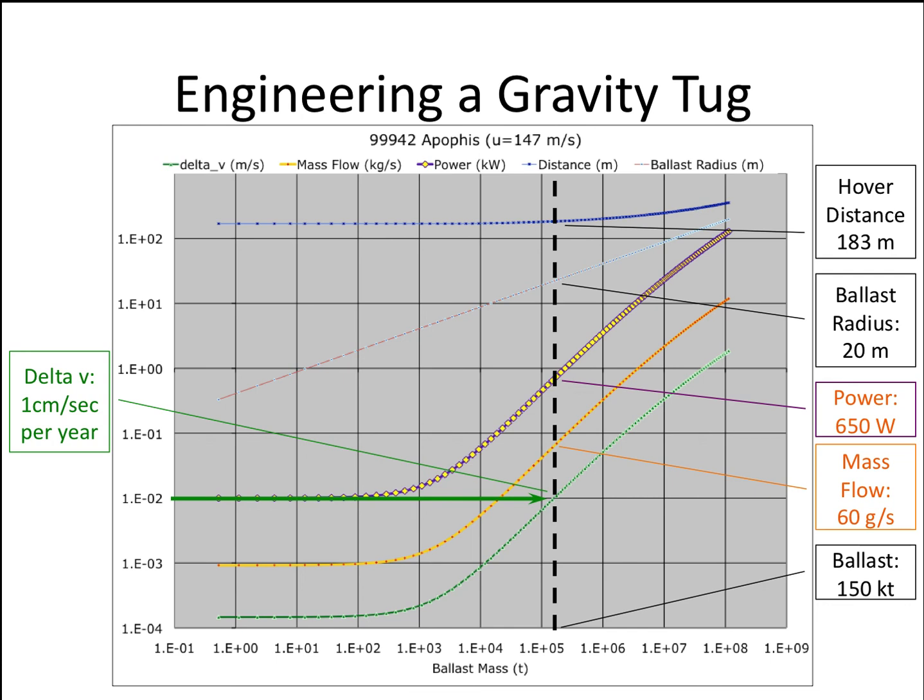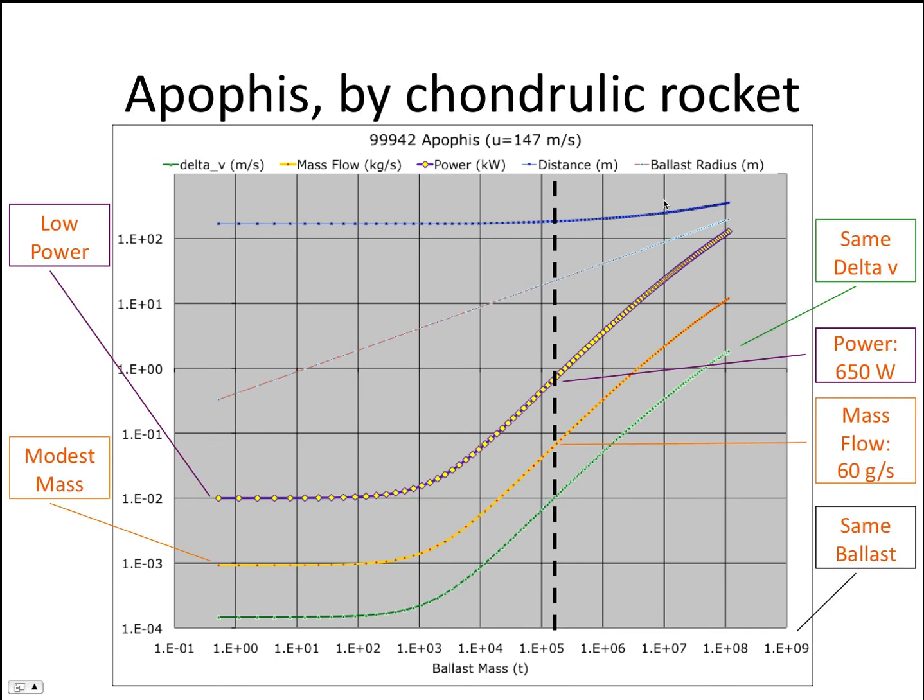But look at that power, 650 watts, an incredibly low amount of power. And the reason that the power is low is that our exhaust velocity, U, is just 147 meters per second. That's like a high-end leaf blower. You know, it's not really blowing the stuff that fast. We can make mechanical things that throw 60 grams per second at 147 meters per second. And when we do that, we can use a little bit of power to move this thing. Now, this is a chondrulic rocket because we're throwing rocks.